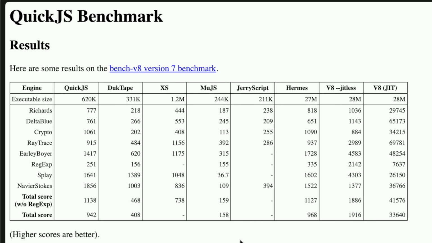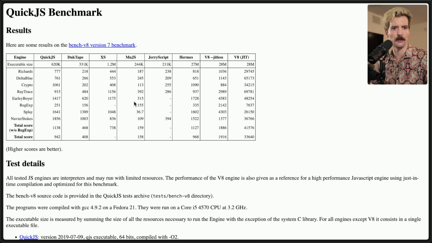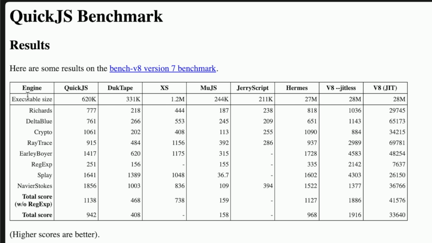And you'll see that in the numbers here, which is their benchmark that they published, where you see V8 just slaughtering, 2xing the score of QuickJS. It's still way better than Duktape, XS, MuJS, and all these other alternatives that existed at the time. But even Hermes is quite a bit faster. The big win, though, is in this top row. Specifically, the executable size for QuickJS is less than a megabyte.